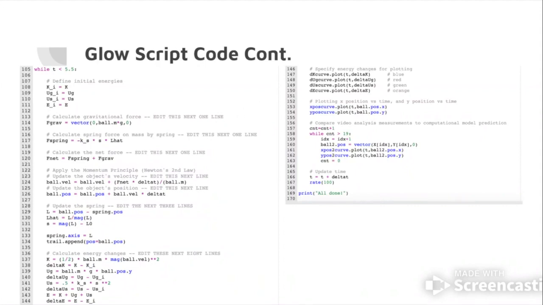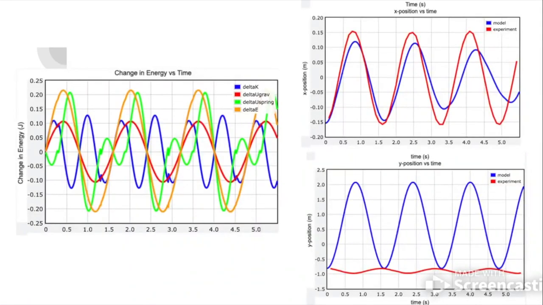After putting in the CSV file, these were the three graphs produced. This first graph is an energy versus time graph that showcases delta K, delta U grav, delta U spring, and delta E. And here is the X position versus time graph and Y position versus time graph that shows both the experimental data and the data from the model.